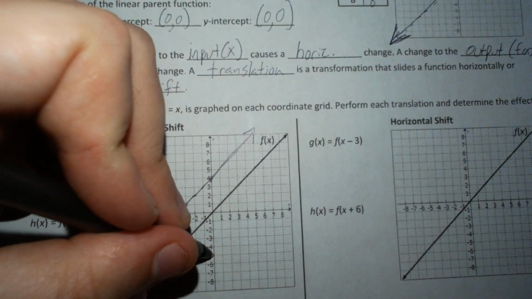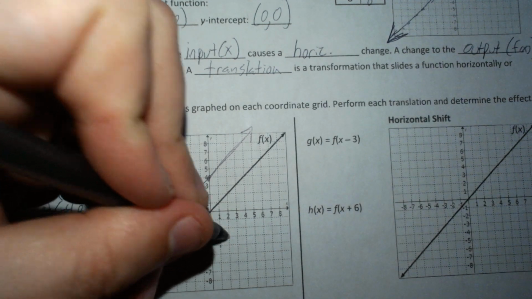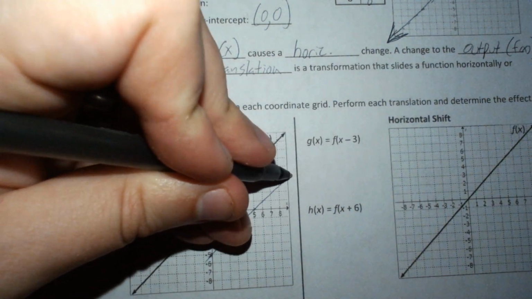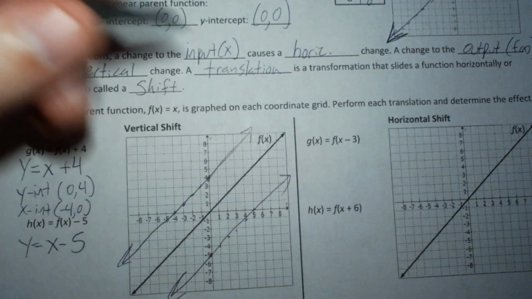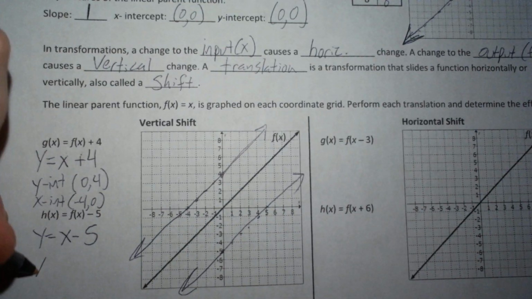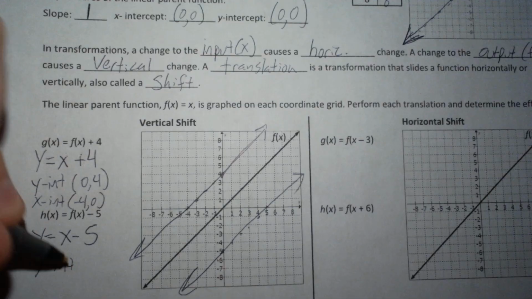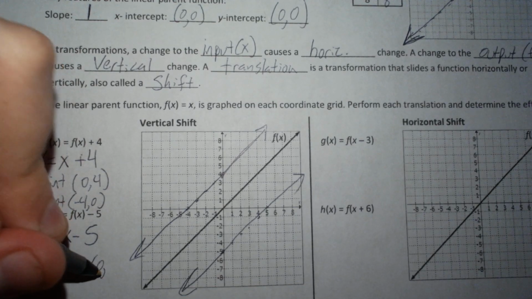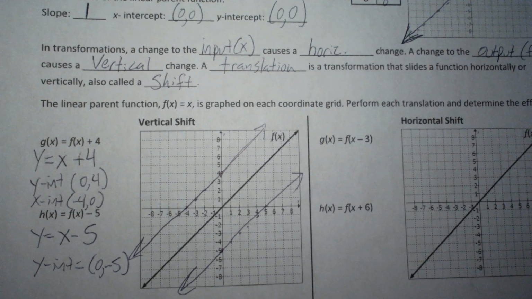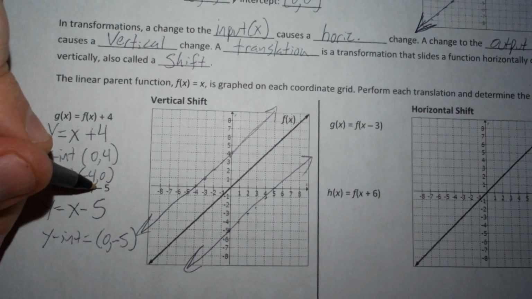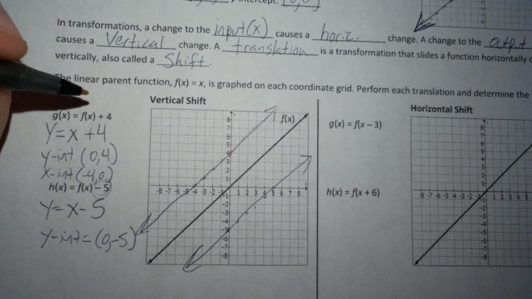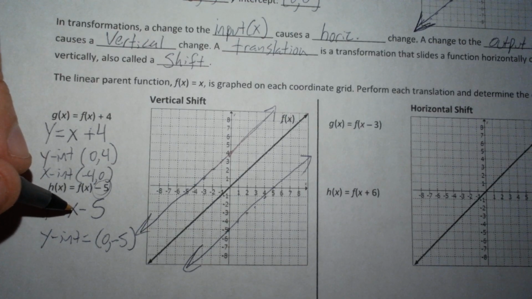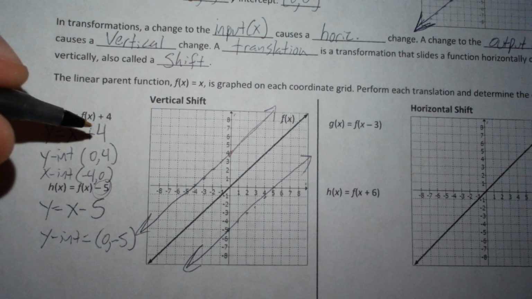Same thing here. If we do -5, then I get a line that goes up 1 to the right 1, and my y-intercept is (0, -5). Hopefully we notice that that's just our y-intercept. If that's the only change happening, then we get a y-intercept right there, just like that.